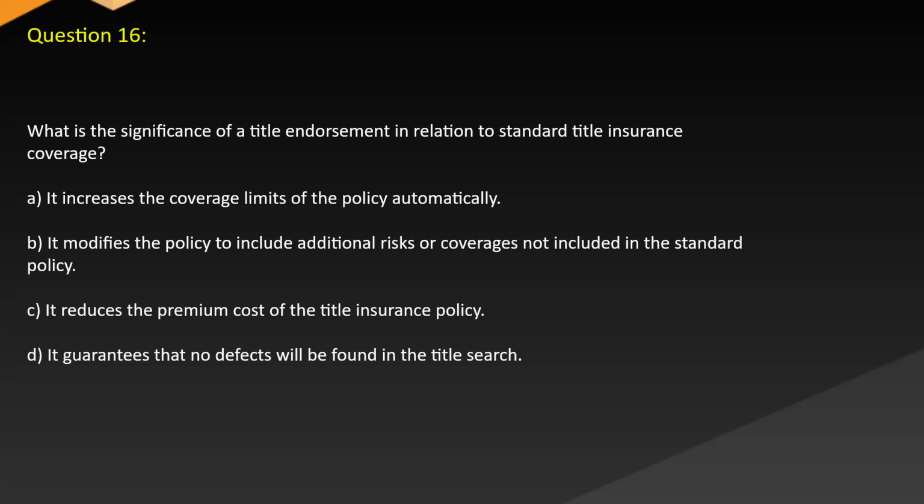Question 16. What is the significance of a title endorsement in relation to standard title insurance coverage? A. Increases the coverage limits of the policy automatically. B. It modifies the policy to include additional risks or coverages not included in the standard policy. C. It reduces the premium cost of the title insurance policy. D. It guarantees that no defects will be found in the title search.